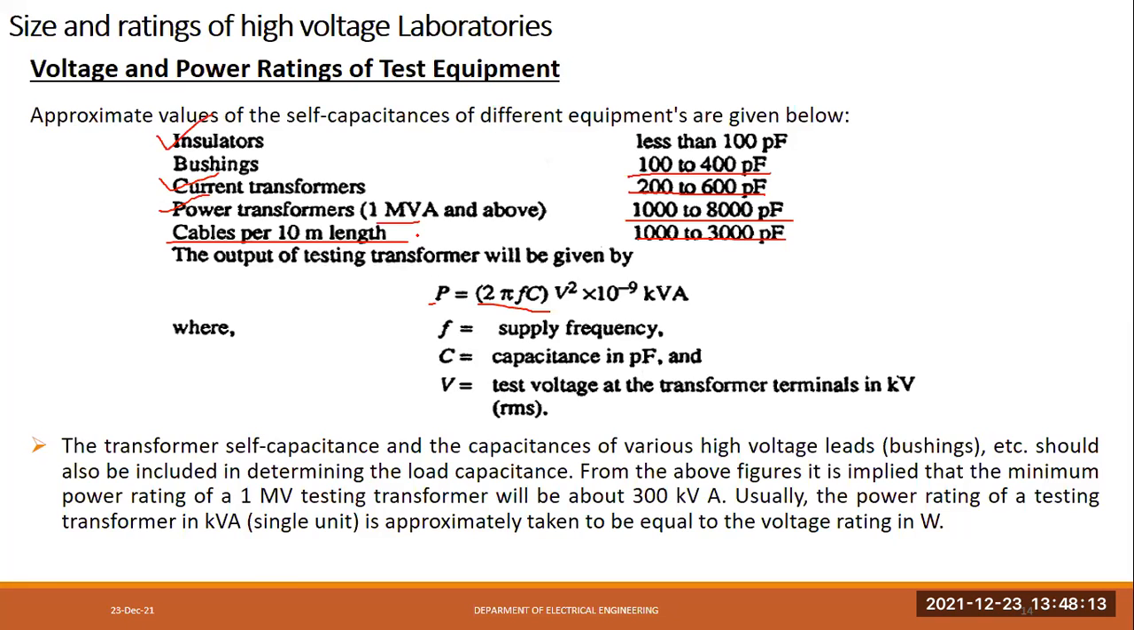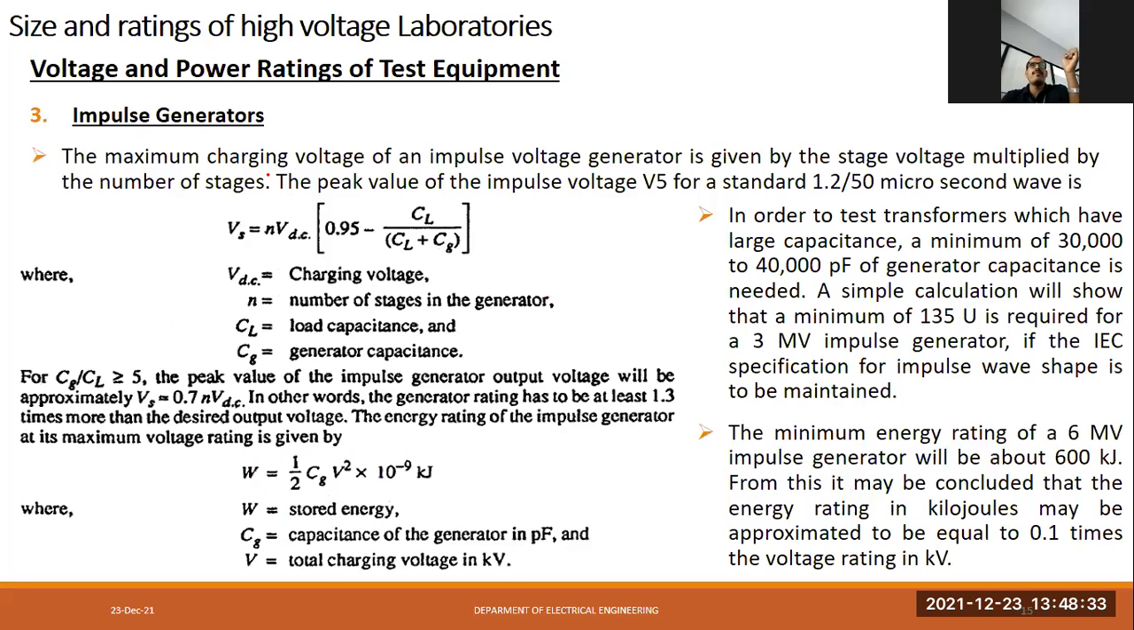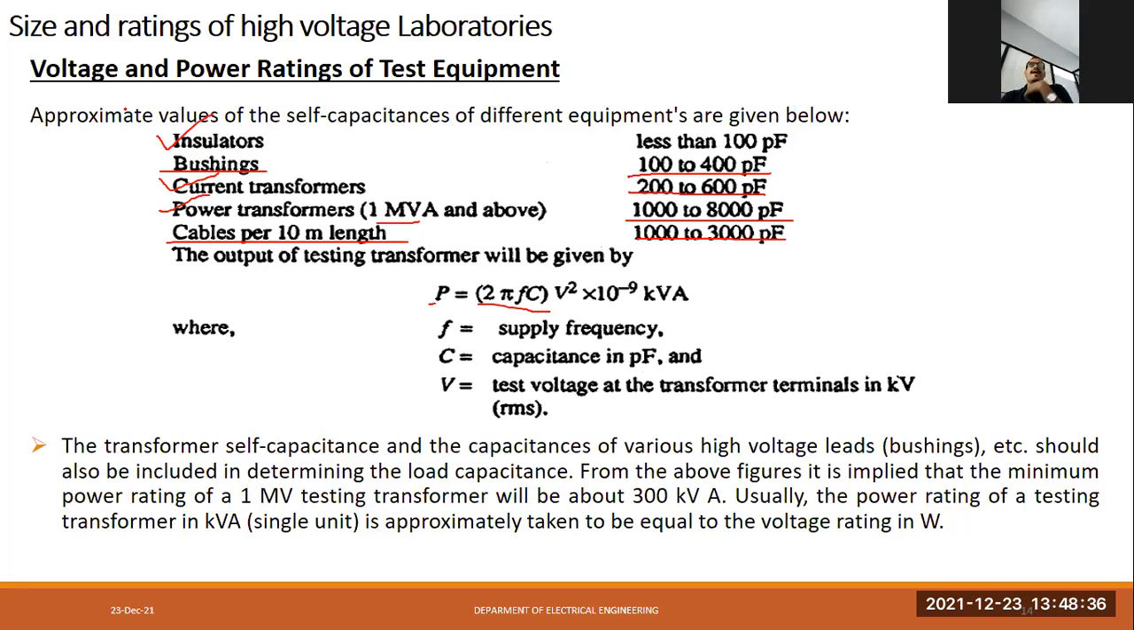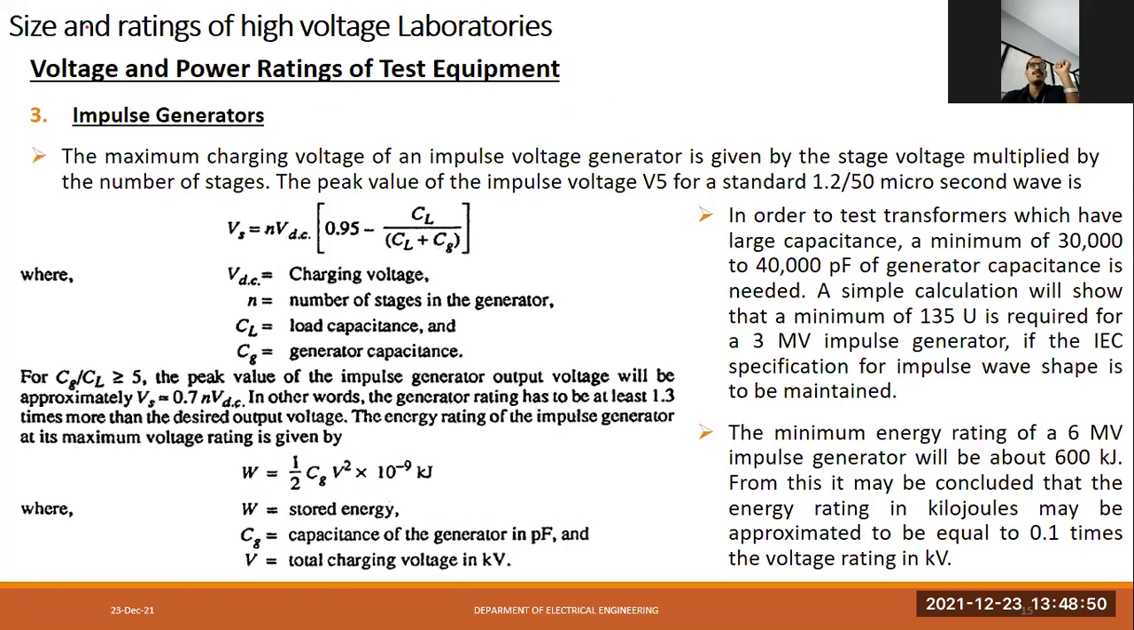So the testing transformer which we are considering here has a self capacitance value, and the capacitance of the various high voltage leads, or these bushings, should be included when we are determining the equivalent load capacitance. The testing transformer should have a rating in kVA, or we can approximately take it in volt amperes only, right? So this is the second case that we were talking about, the power frequency.